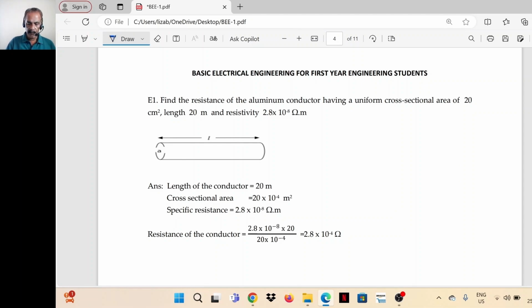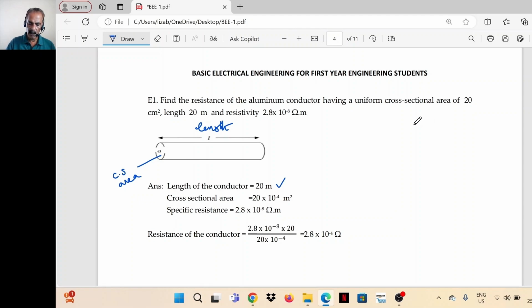Now let's start with a few examples. Find the resistance of the aluminum conductor having a uniform cross-sectional area of 20 centimeter square, length 20 meter and resistivity 2.8 into 10 to the power of minus 8 ohm meter. This is the length of the conductor. So length is 20 meter. Cross-sectional area is 20 centimeter square.